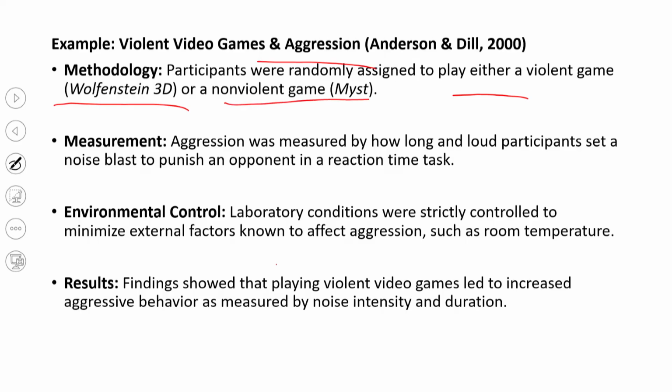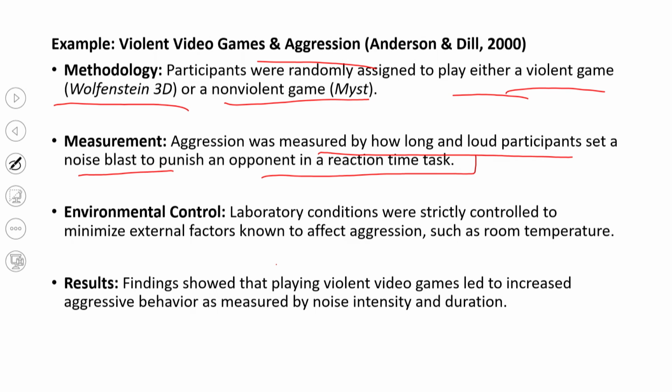So, this is like a control group and this is like an experimental group. Measurement, how is it done? Aggression was measured by how long and loud participants set a noise blast to punish an opponent in a reaction time task. So, their aggression was measured using reaction time and what kind of blast they do in the game, and so on. So, they have certain specific parameters.